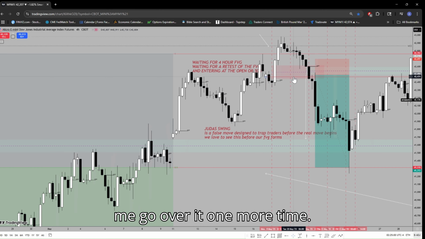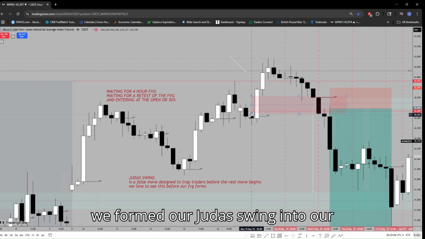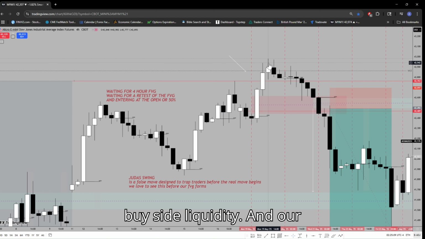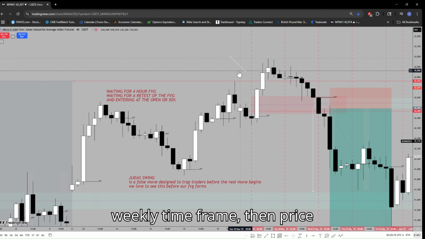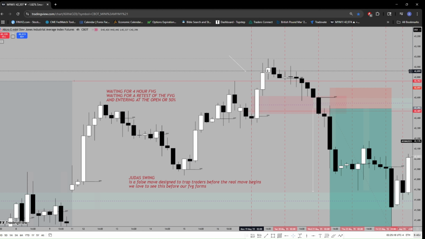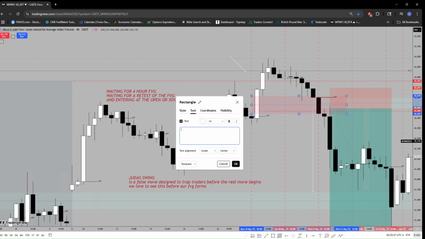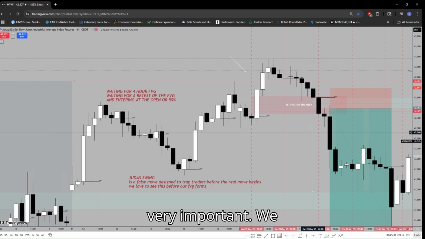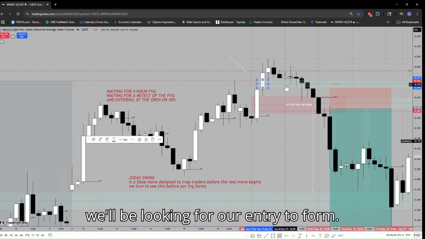Let me go over it one more time. When price opened, we formed our Judas swing into our buy side liquidity and our BPR, 50% of our BPR on the weekly time frame. Then price reversed and closed below our fair value gap, the first fair value gap formed for the week. Very important. We have a fair value gap here, but this is not the first one. So this is not where we'll be looking for our entry to form.